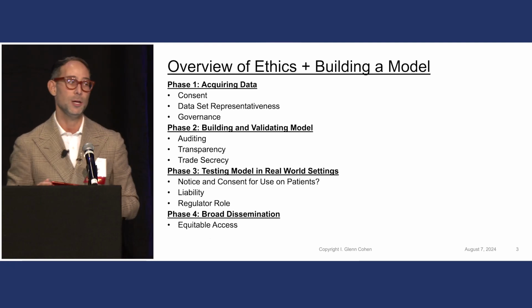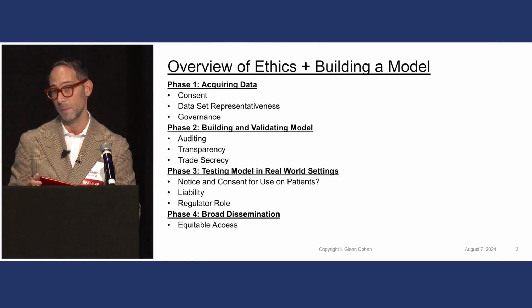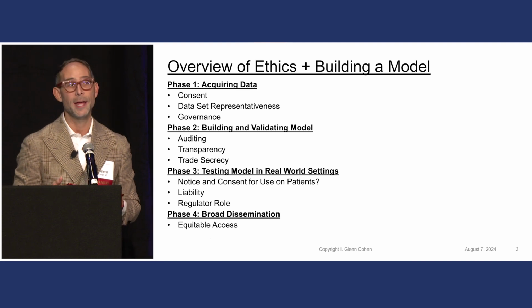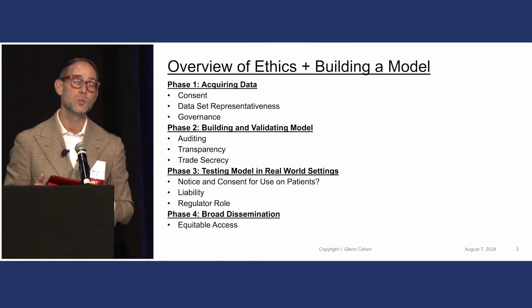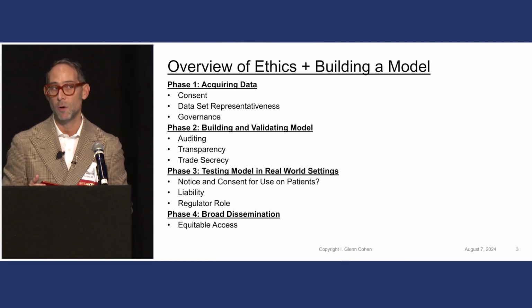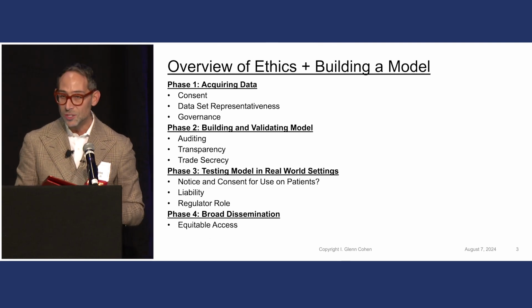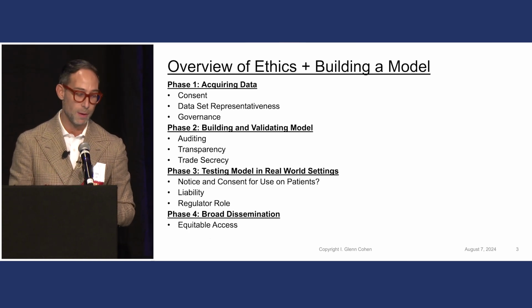Finally, broad dissemination. You've got a model that's very successful and it's working for your patient population. Now the question is, who else can it help? And what obligations, ethically speaking, do you have to make sure it's reaching the users it can benefit, even if many of them are in resource-poor settings within the United States and elsewhere? So that's like a general roadmap. I'm now going to circle back to a few of these things and we can talk about more.